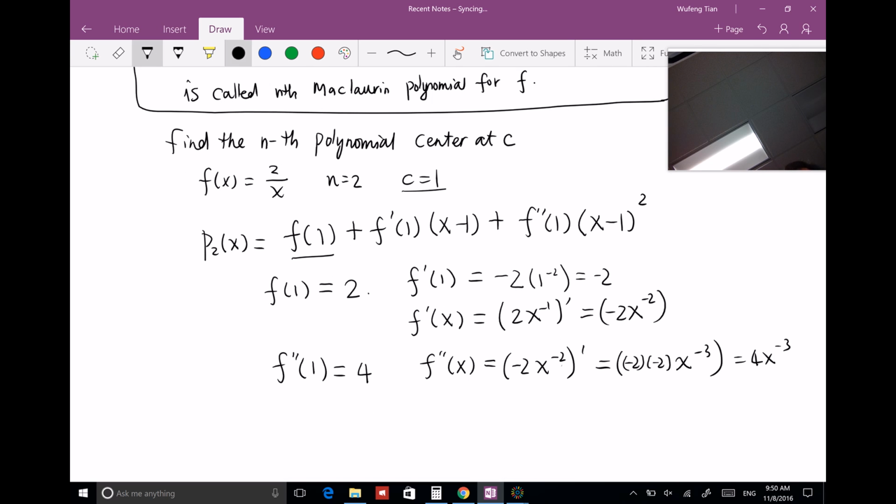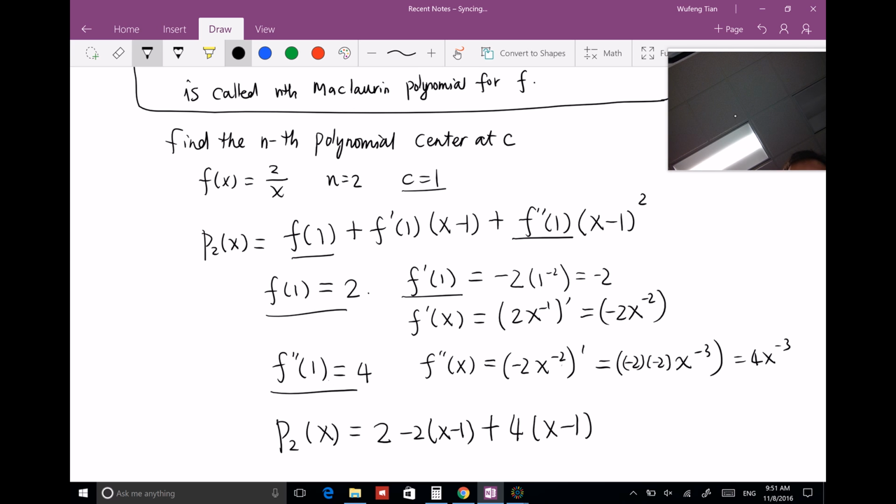So once I got f(1), f prime of 1, and the second derivative at 1, I got my P2(x) equals 2, since f(1) is 2, plus f prime of 1, which is negative 2, so it's minus 2(x minus 1), plus, finally, the second derivative, which is 4. Just replace those values, and then I got my second degree polynomial. I'm done.